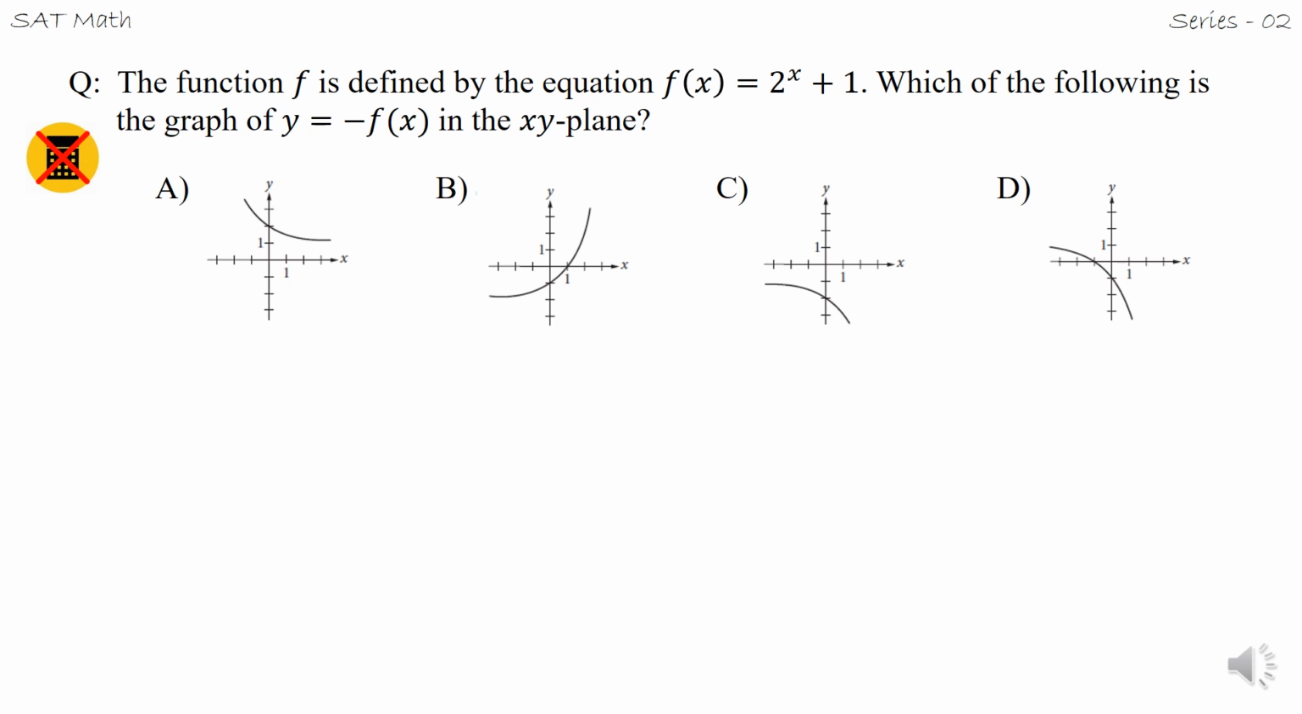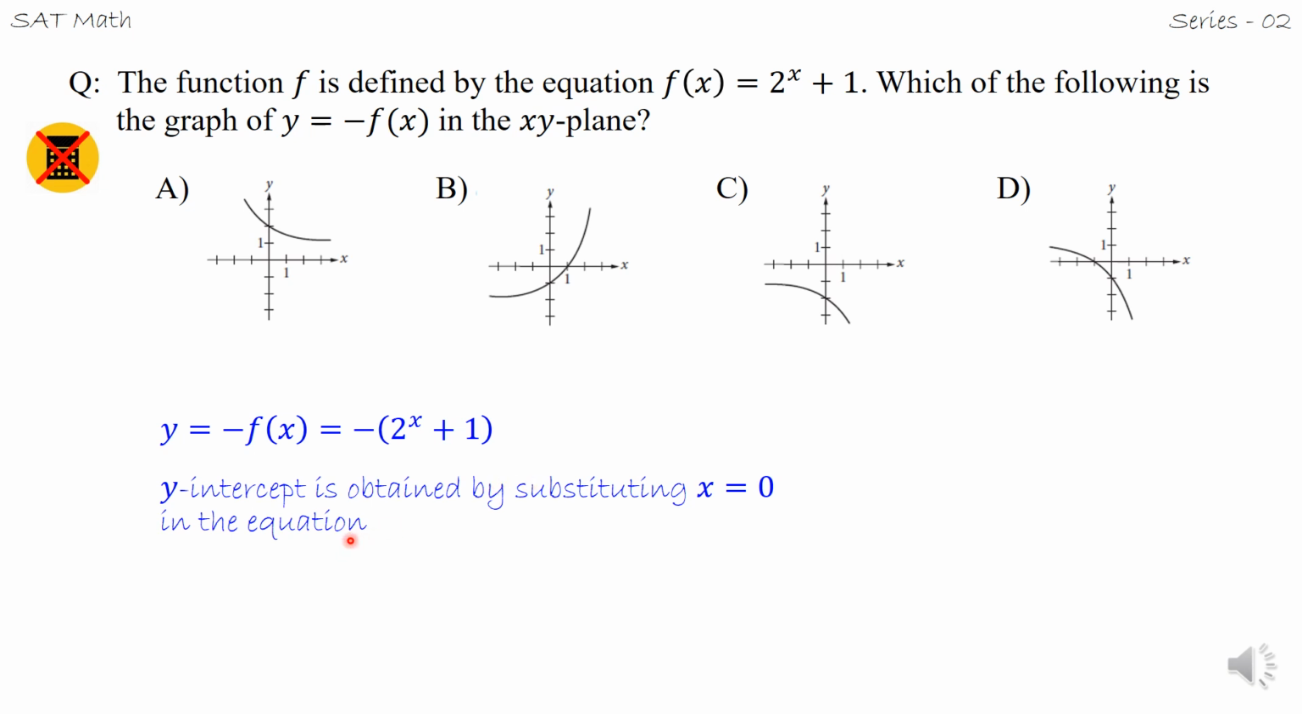Okay, here a function is given, f of x equal to 2 to the power of x plus 1. Which of the following is the graph of y equal to minus f of x? Let us find y in terms of f of x. It will be minus of 2 to the power of x plus 1.